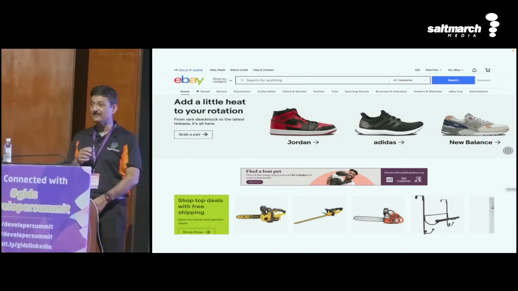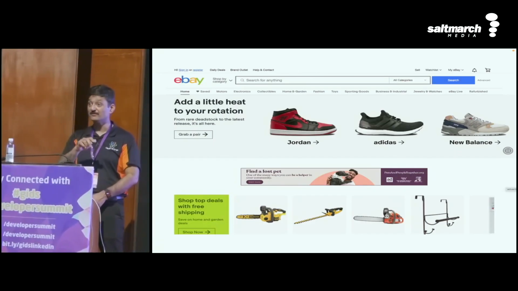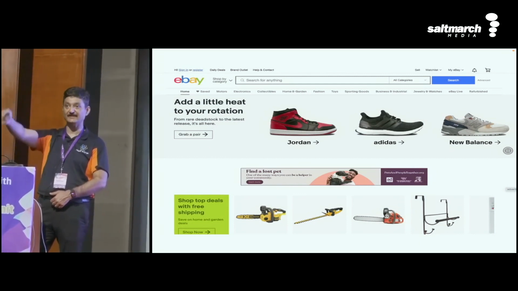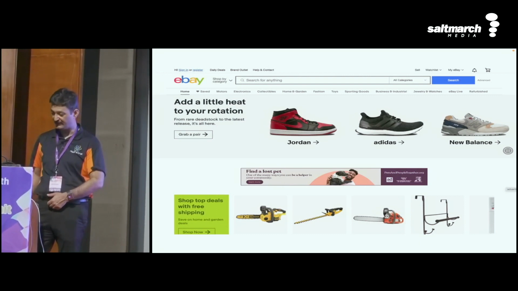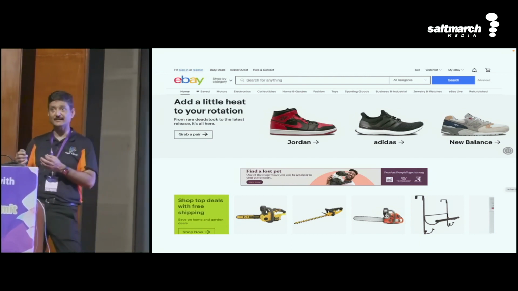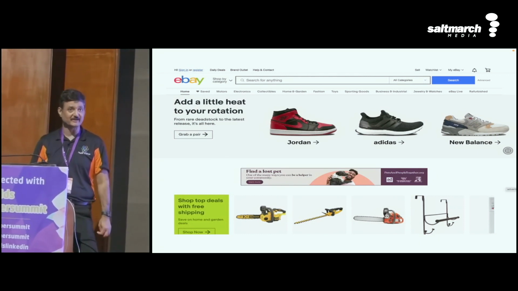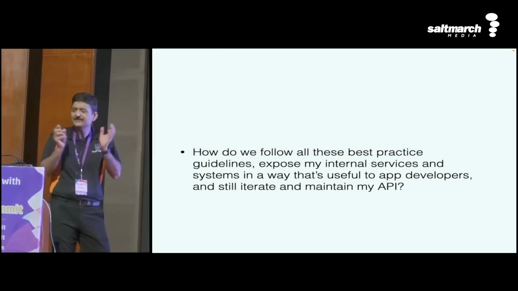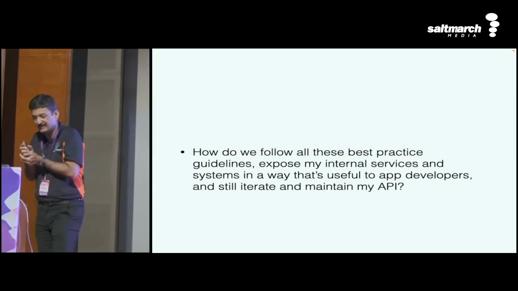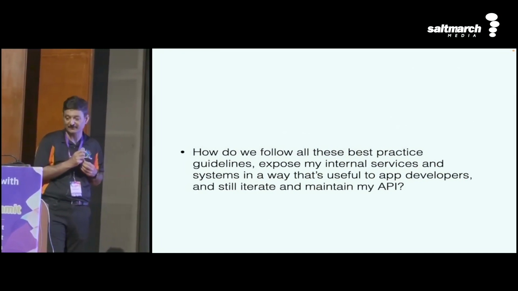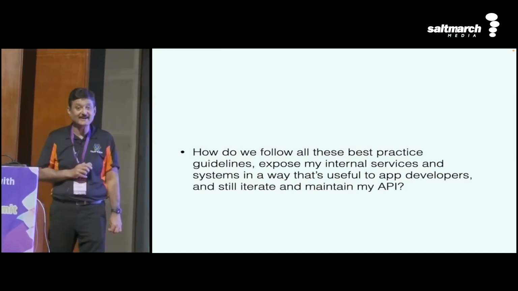Next is eBay. eBay follows a similar model. You have certain products, and the vendors can sell those products and deliver the solution. eBay has certain other things, like sometimes you can do bidding also, but that's the main other feature it has. How do we follow all these best practices, expose the internal services, which is useful for the app developers, and still be able to create and maintain the API?